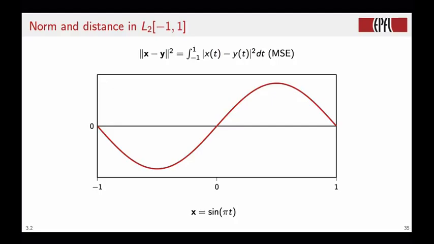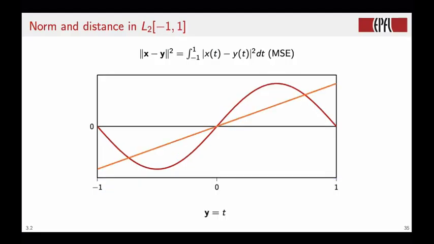Again, the very same notions extend to continuous time functions. So, for example, for continuous time functions on the interval -1 to 1, our usual friend, let's take two vectors, x, which is sine of pi t, and y, which is equal to t. Then the square of the difference is simply the integral from -1 to 1 of the absolute value of x minus y, squared. Sometimes this is called the mean square error between these two functions.